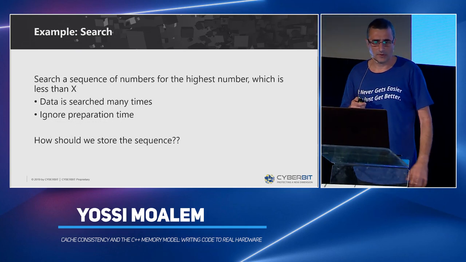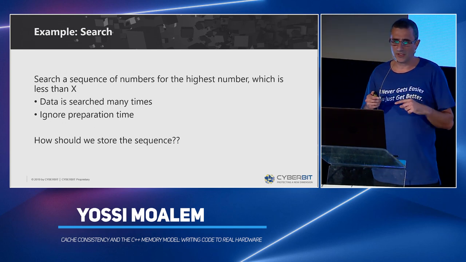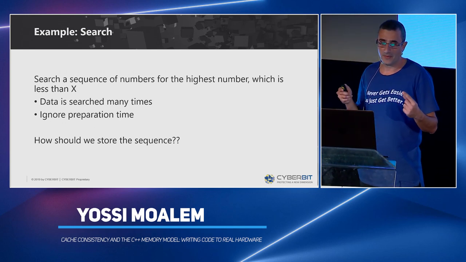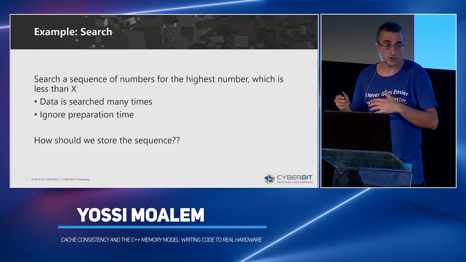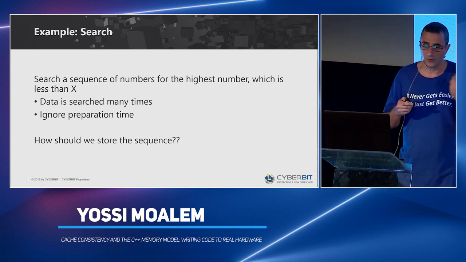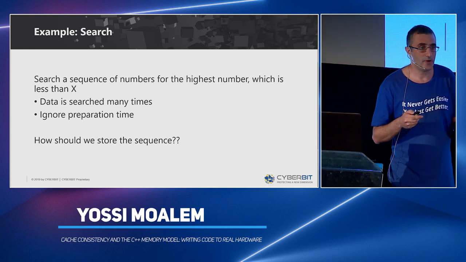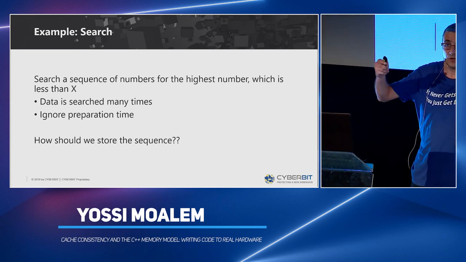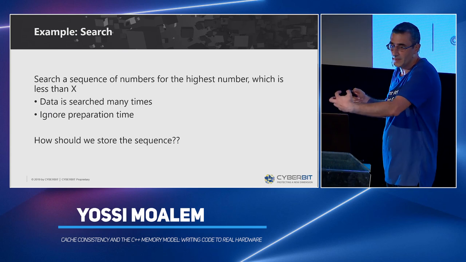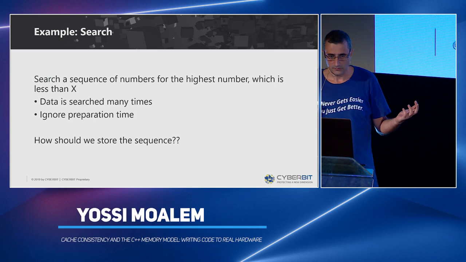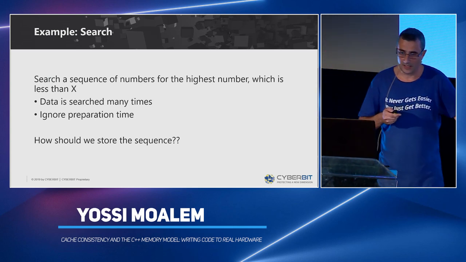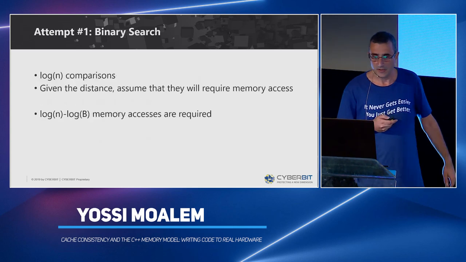So let's look at an example. We want to search a sequence of numbers for the highest number that is less than X. We can assume that the data is searched many, many times, so we don't really care about the preparation time. We can take a lot of time to prepare the data and then we'll search it many times. So how can we store this sequence? Because we don't have a lot of time, I won't ask you this question.